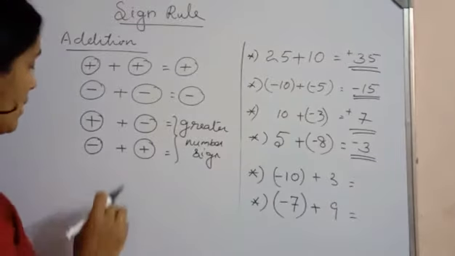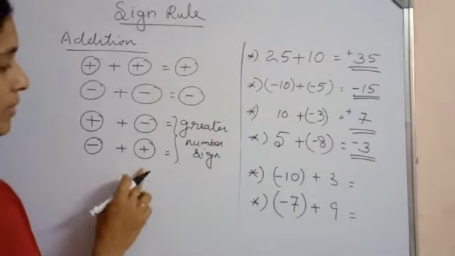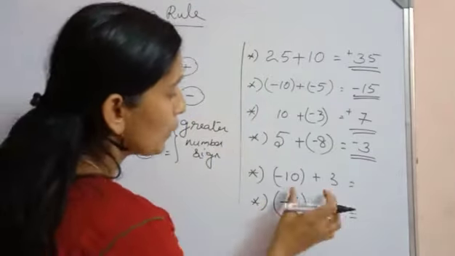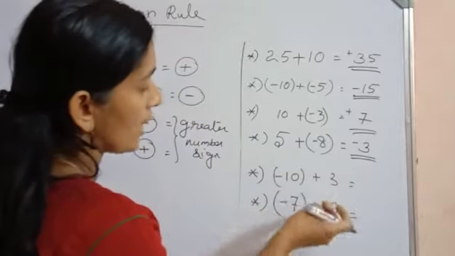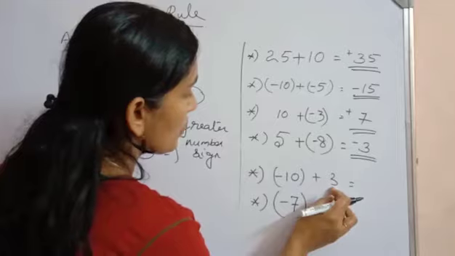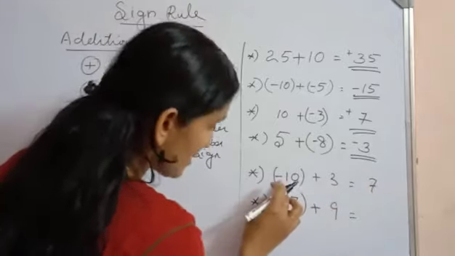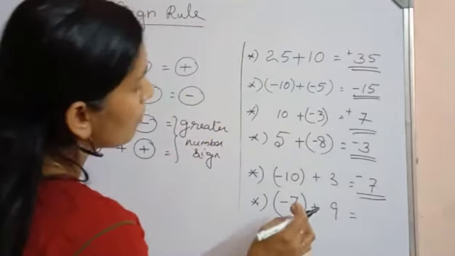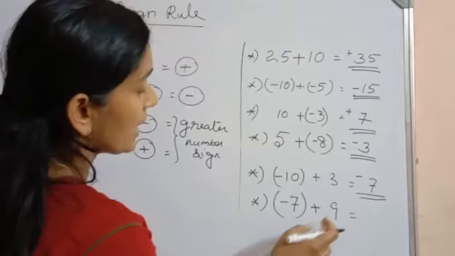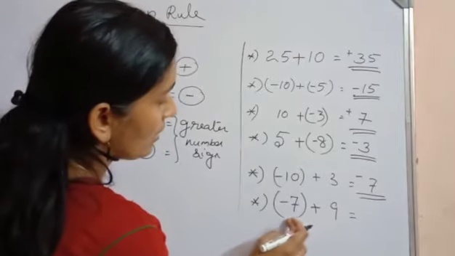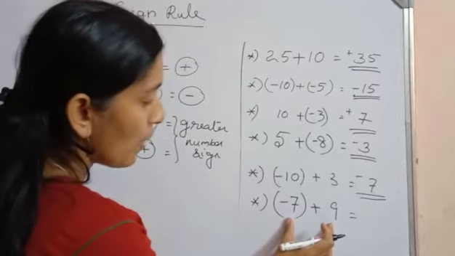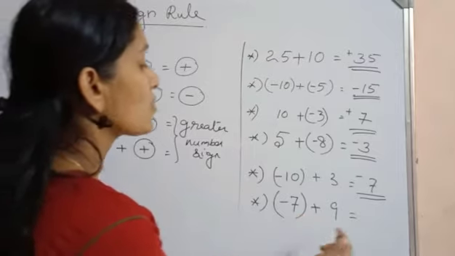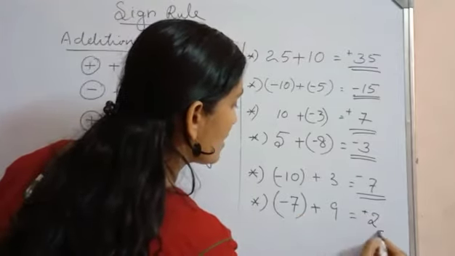Now look at the last one. When you are adding a negative number to a positive number, what happens? Here, minus 10 and plus 3. The same rule is applicable. You need to find the difference between these two and give the sign of the greater number. Here, the difference between 10 and 3 is 7. And 10 is the greater number. So, your answer is minus 7. Now, in the second part, the same way, minus 7 is added to plus 9. Here, the greater number is 9. When you are adding two numbers with a different sign, you have to subtract the smaller number from the bigger number. That is 9 minus 7. The difference is 2. And give the sign of the greater number. So, your answer is plus 2.